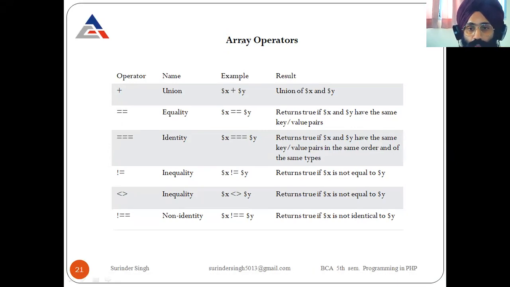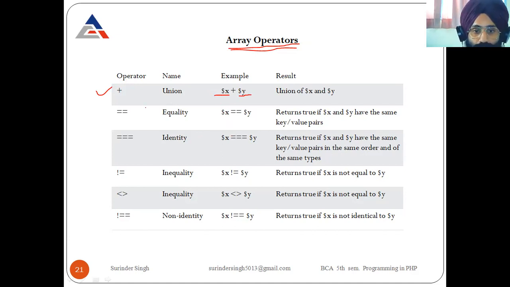Okay, students. Now we have the topic of array operators. In operators we left this topic because at that time we had no knowledge about arrays in PHP or types of arrays. So now we have learned what an array is, what an index array is, and what an associative array is. Now the first array operator is the union. Here in these examples, x and y are arrays.